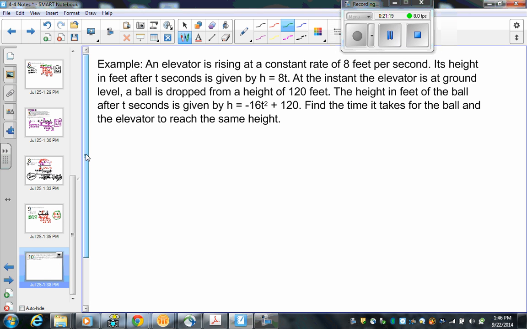The last example is an application question. So it says, an elevator is rising at a constant rate of 8 feet per second. Its height in feet after t seconds is given by h equals 8t. At the instant the elevator is at ground level, a ball is dropped from a height of 120 feet. The height in feet of the ball after t seconds is given by h equals -16t squared plus 120. Find the time, or t, it takes for the ball and the elevator to reach the same height.